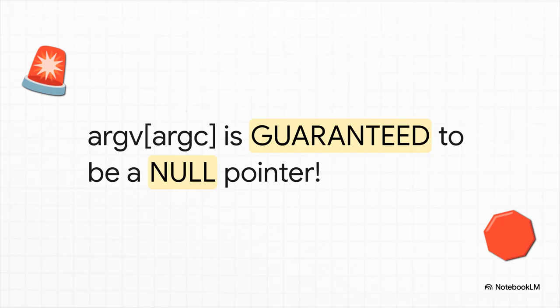And here is a massive pro tip for you when you're writing safe code. The C standard actually guarantees that the very last element at index argc is a null pointer. It acts as a built-in end-of-array marker. This is huge because if you ever need to iterate through your arguments without strictly using the argc integer, you can literally just loop until your pointer hits null.